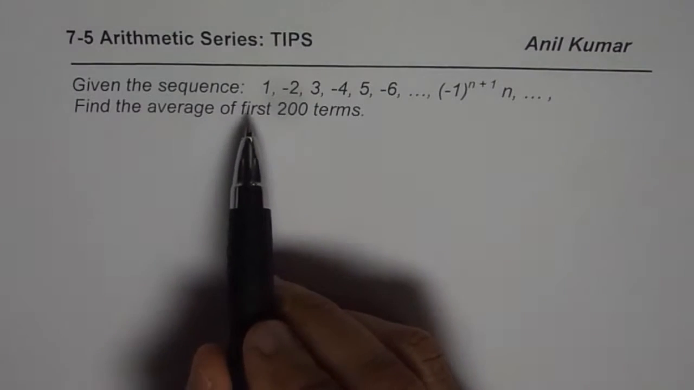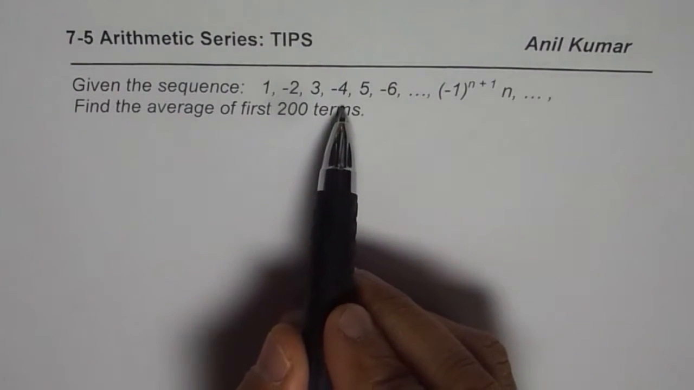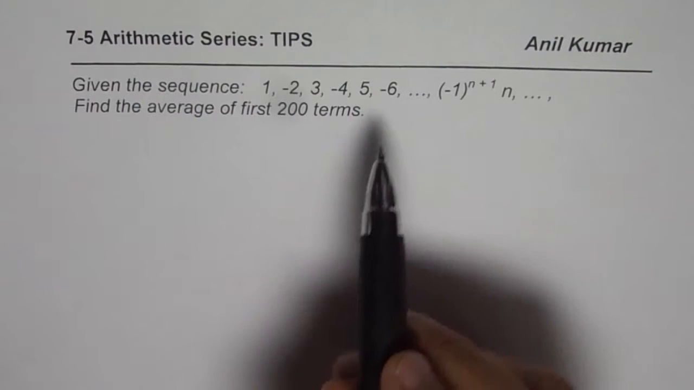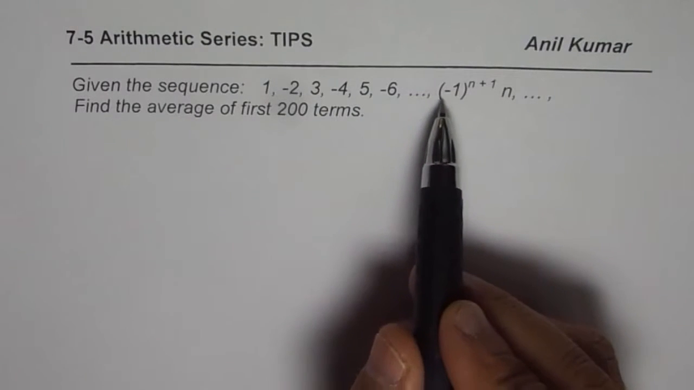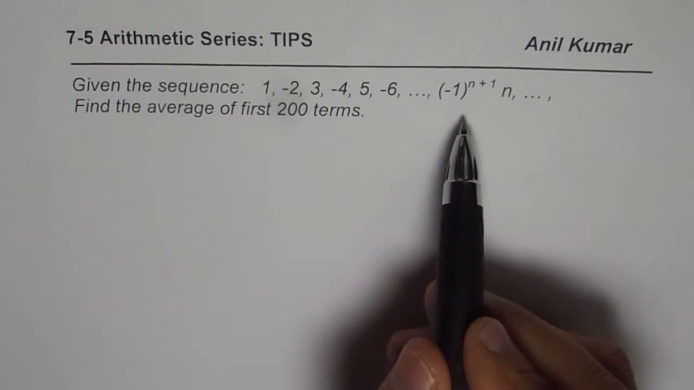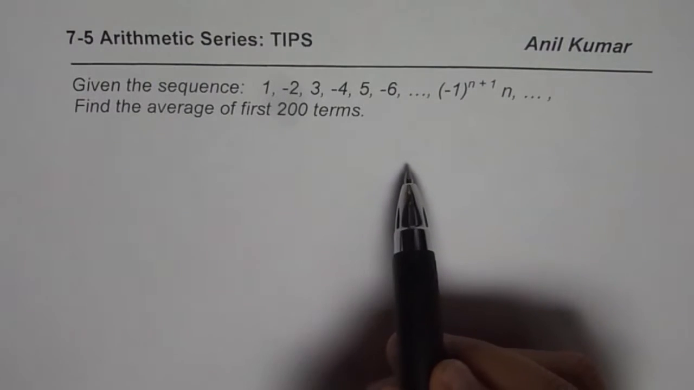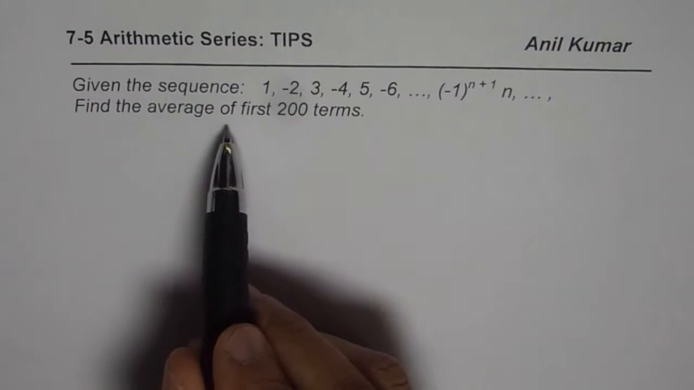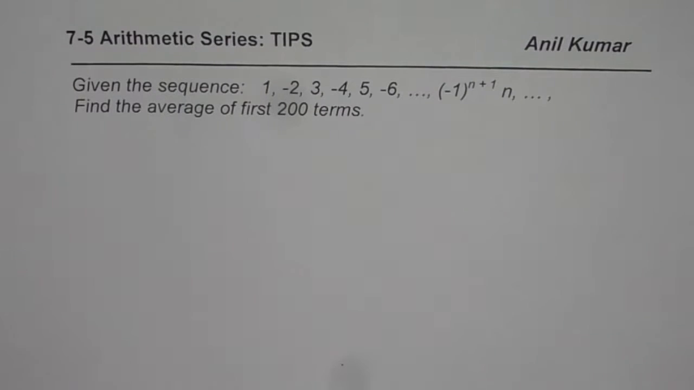You are given a sequence 1 minus 2, 3 minus 4, 5 minus 6, and so on, where the general term is minus 1 to the power of n plus 1 times n. Find the average of the first 200 terms. That is your question. How are you going to do this? You can pause the video, answer the question, and then look into my suggestions.